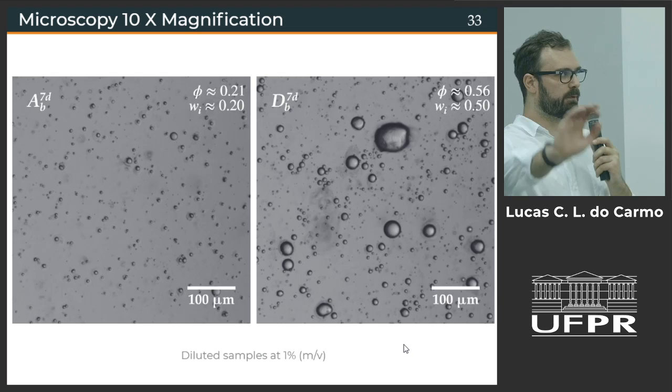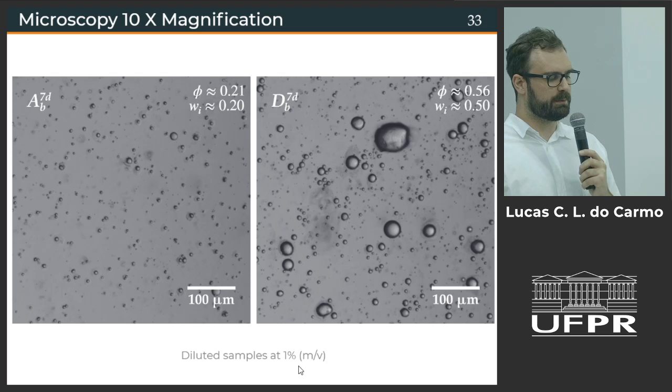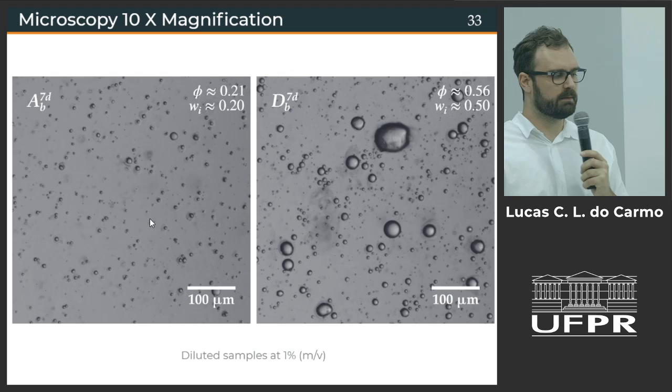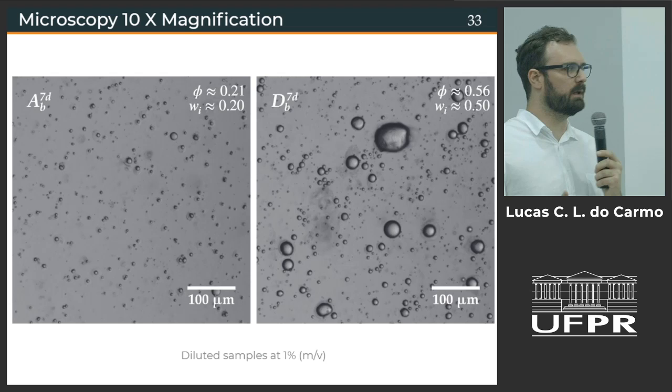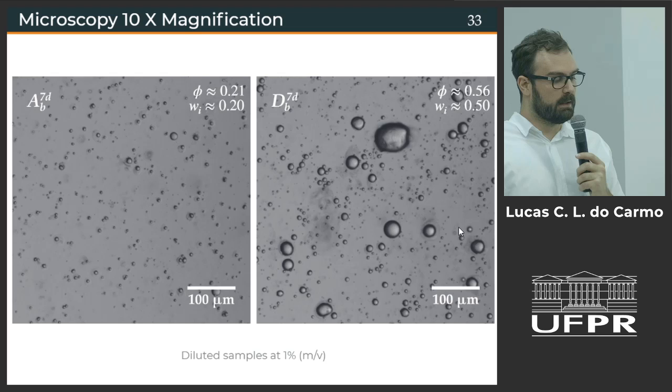So for the microscopy evaluation, here we have diluted samples at 1% mass volume. And we can see that formulas with lower oil content, like A, have a different morphology and different size distribution than for D. And this was expected because as we added more oil to the formula, we expected to have larger droplets, which was what happened. So we can see the profile of A and D, and then B compared to F.